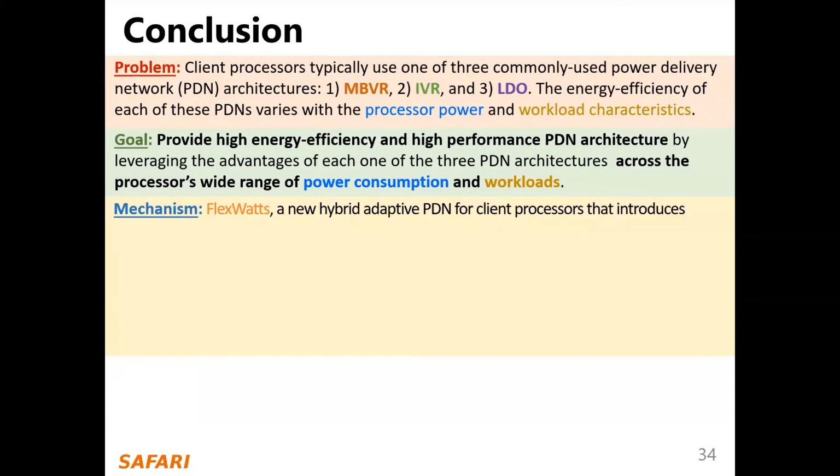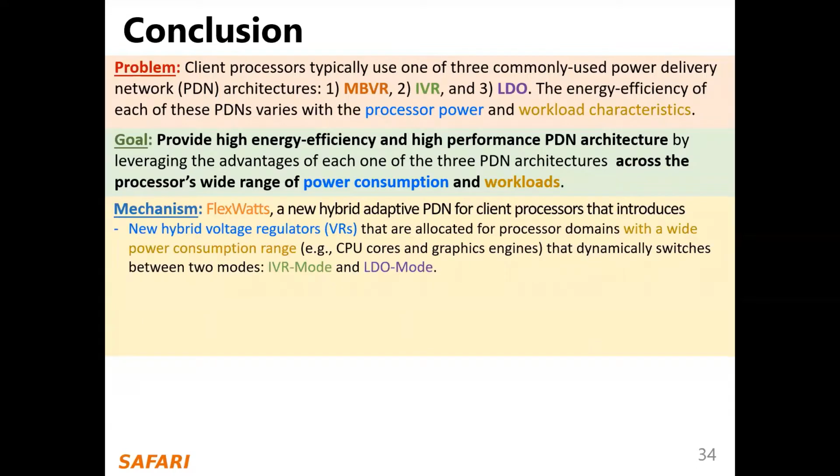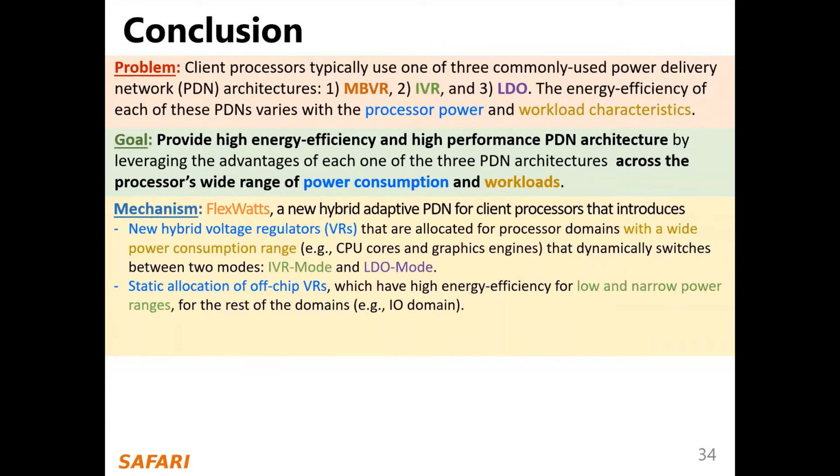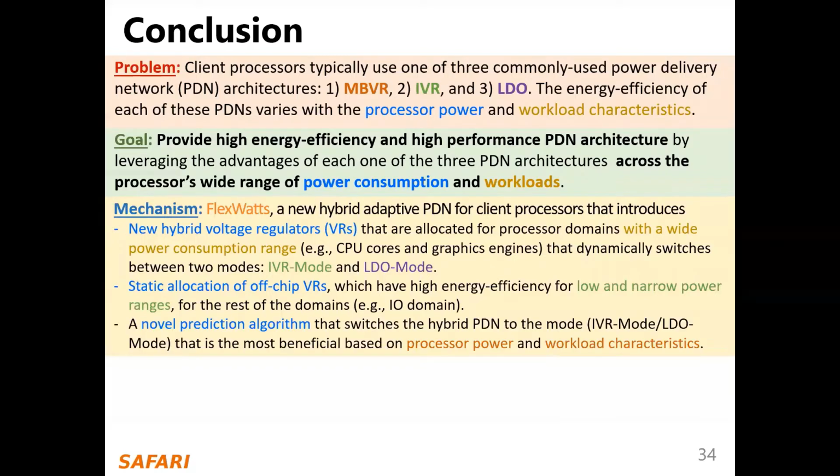To this end, we propose FlexWatts, a new hybrid adaptive PDN for client processors that introduces 3 mechanisms. First, new hybrid voltage regulators that are located for power domains with wide power consumption range that dynamically switch between 2 modes, IVR mode and LDO mode. Secondly, static allocation of off-chip GVRs, which have high energy efficiency for low and narrow power range, for the rest of the domains. And finally, a novel prediction algorithm that switches the hybrid PDN to the mode that is most beneficial based on processor power and workload characteristics.